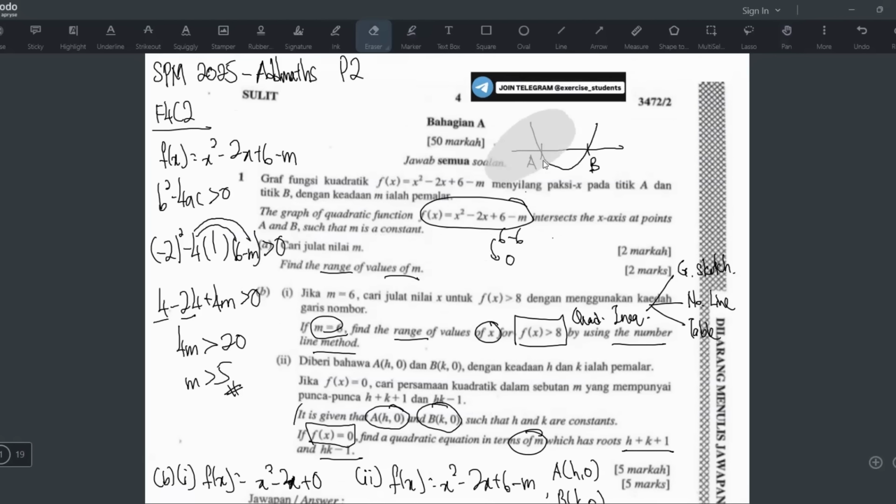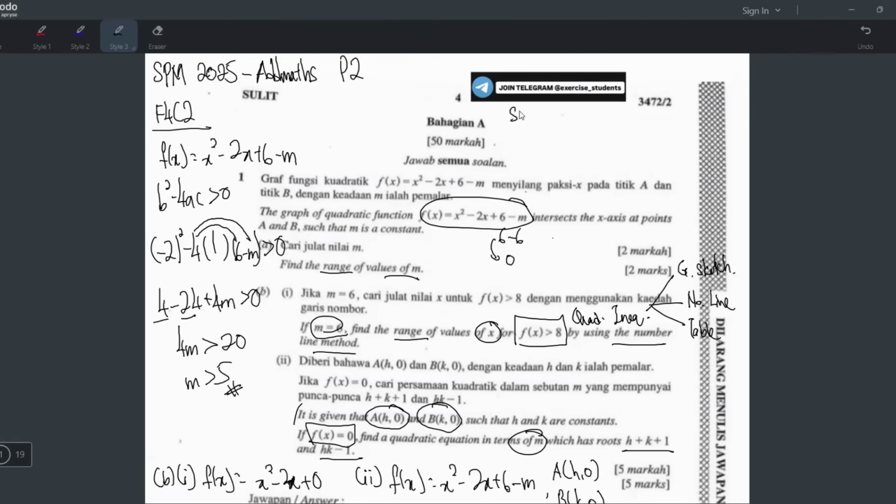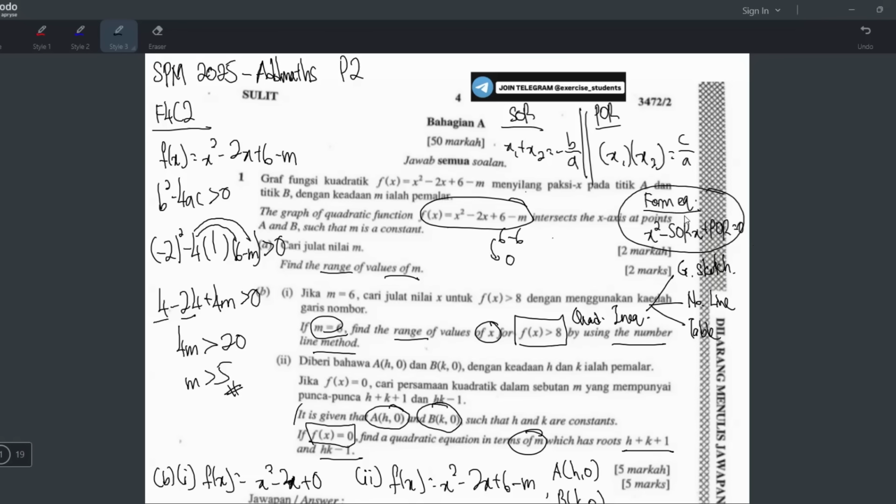So I'm going to write it up here. Let's erase this. The formula for SOR: x1 plus x2 will always be negative b over a, the sum of roots. The product of roots, x1 times x2, will give you c over a. And there's one more formula for when you want to form a new equation: x squared minus SOR x plus POR equals 0. Later, the second time we do SOR POR, we will be working towards this. Understand? All right, so let's do the first time first.